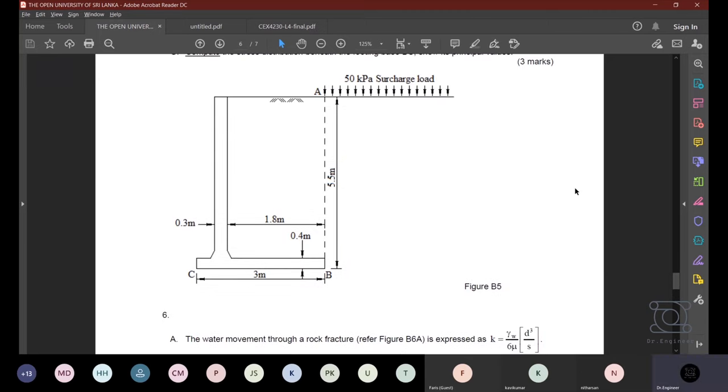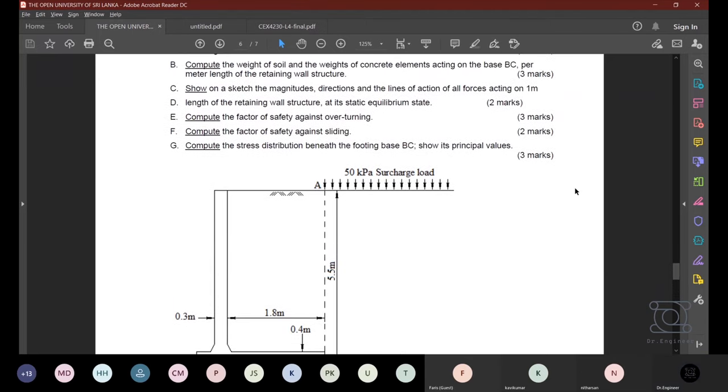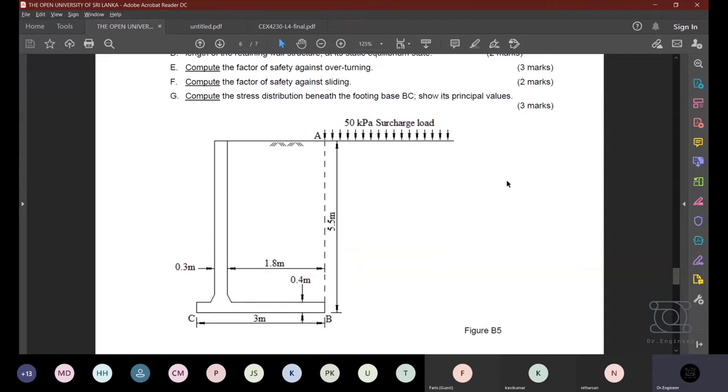So should I do the retaining wall question? Actually, I have done a similar question in my geotechnical videos. I'll leave a link in the description later when I upload to YouTube. There are some other videos in my channel where I have done some retaining wall questions also. So this is a cantilever retaining wall. There's another type of retaining wall, which is the gravity retaining wall.